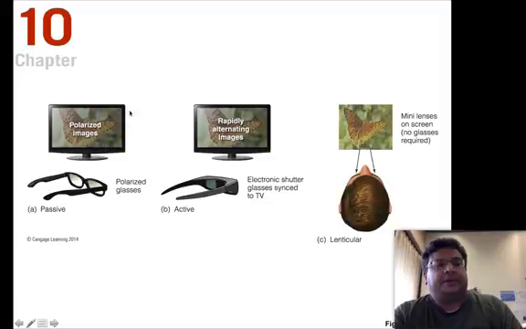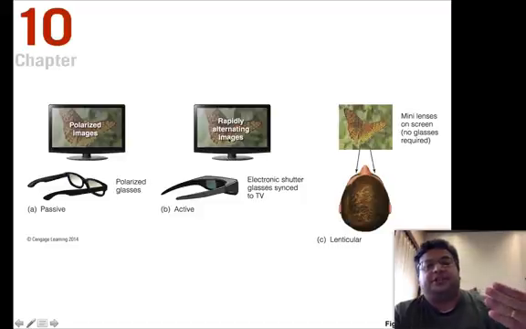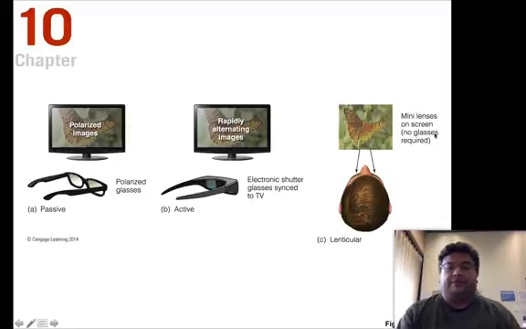Polarized images, where the images are just made with two different light patterns. Rapidly alternating images with the electronic shutter glasses that are synced to the television. That's what's used in the movie theaters. And then finally, the mini lenses on the screen, where you don't have to wear glasses. There's lenses on the screen that quickly present you with two images and allow you to get this three-dimensional effect.